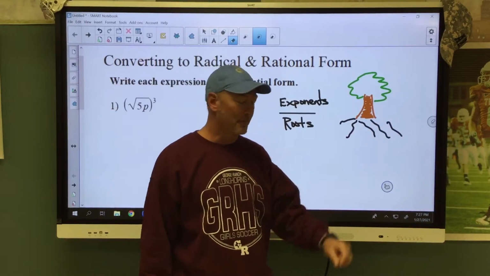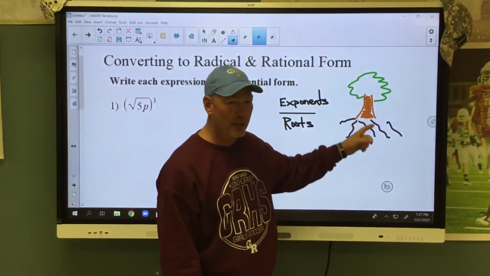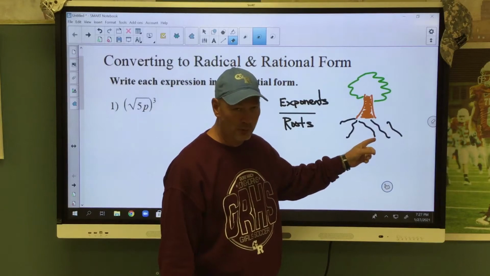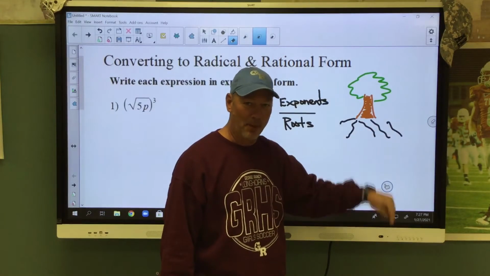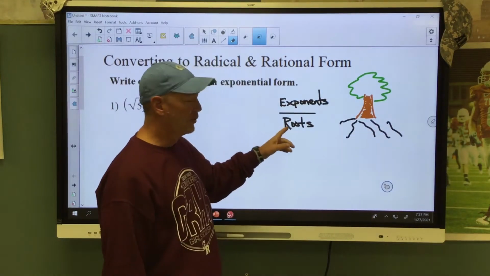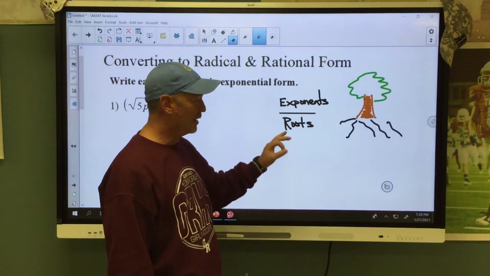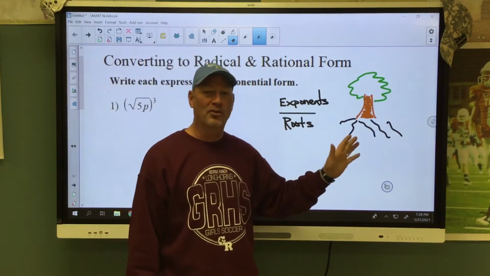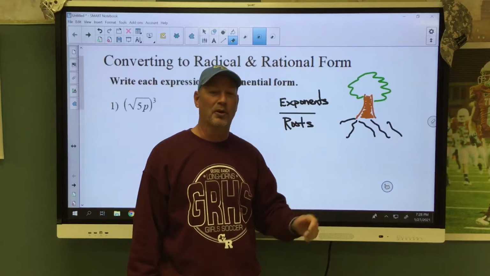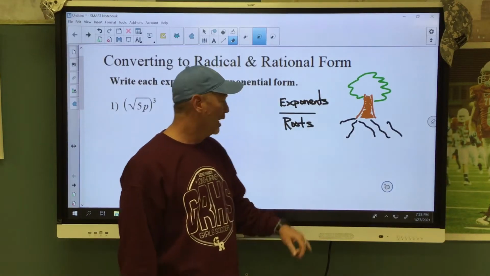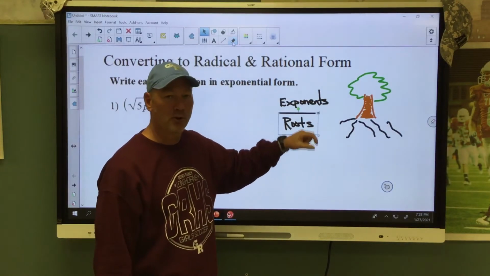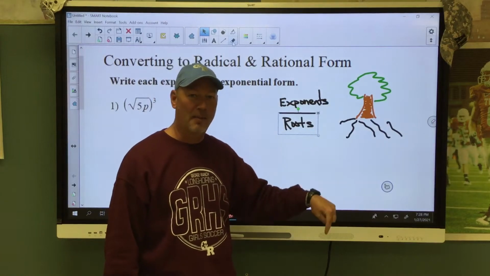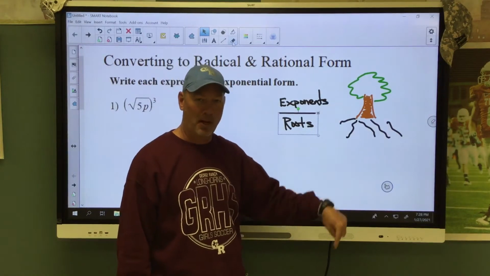Here's my reminder. In my tree, where do you find the roots? The roots are at the bottom. So when we convert this to an exponent, we're going to have a fraction. We're going to have a rational exponent. We're going to have a fraction for our exponent. I need you to remember that the roots are in the denominator. The roots are at the bottom.